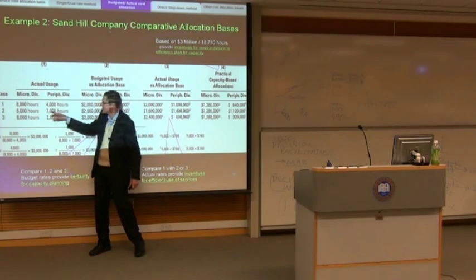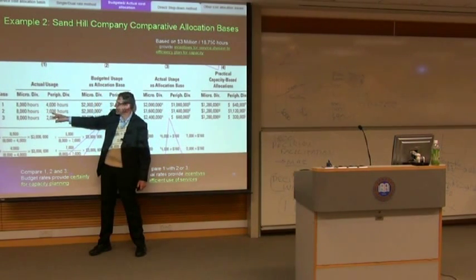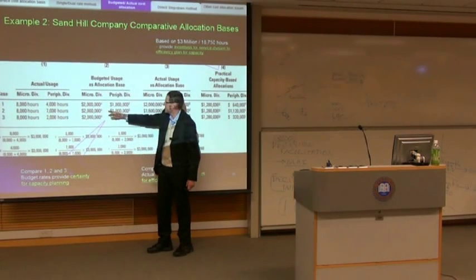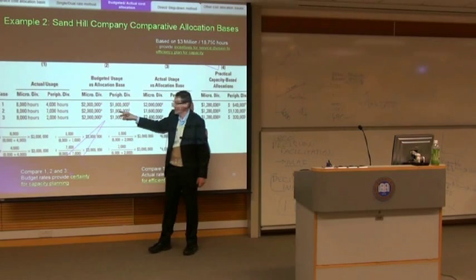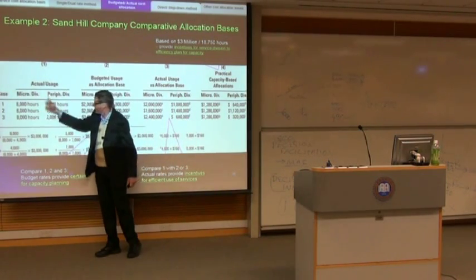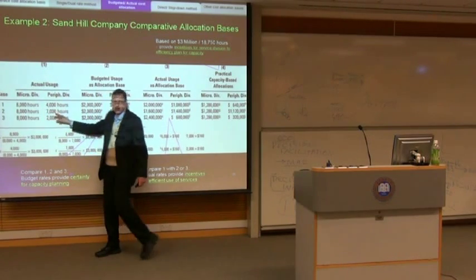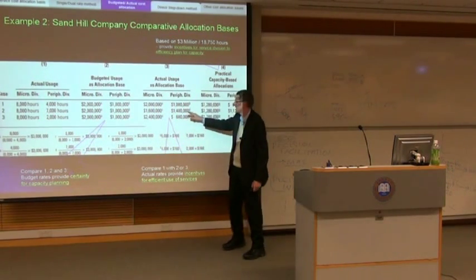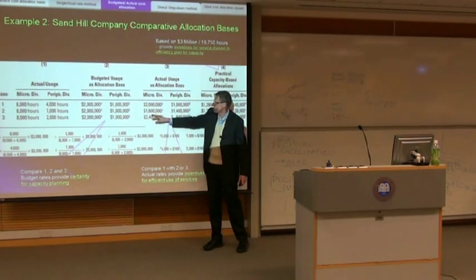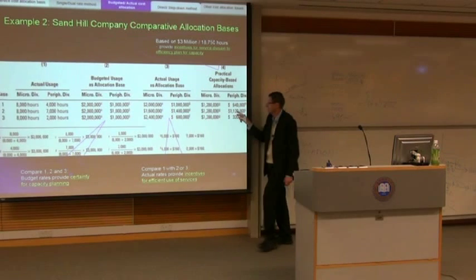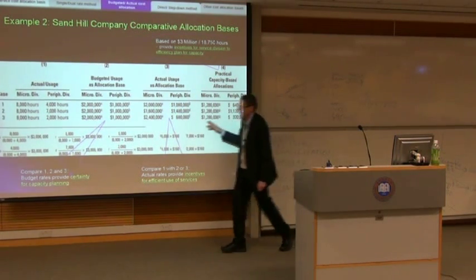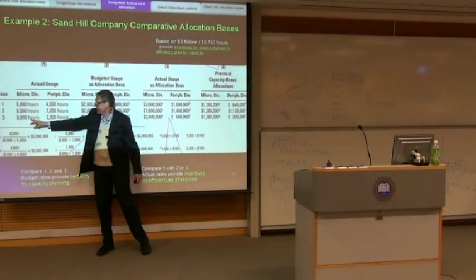Actual usage, 8,000, 7,000. Peripheral suddenly is using much more. Budgeted usage allocation base is 2 and 1. That doesn't change because peripheral said 4, but they ended up using 7. So guess what? Peripheral gets charged much more now based on actual usage. And then here, of course, peripheral division gets charged much more, because of actual.